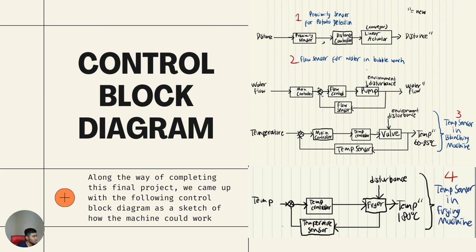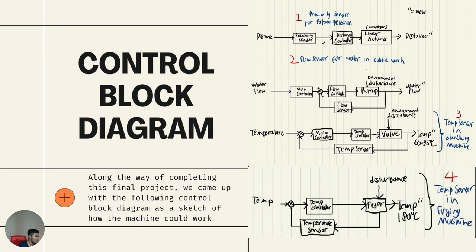And then second is the flow sensor for water in bubble wash. So water flow is the set point of this control block diagram. And then it will go through the main controller, flow controller, and then the actuator which is a pump with environment disturbance. And then it will get feedback to the flow sensor to measure its flow. And then the result of the control block diagram is the new water flow. And third is the temperature sensor and blanching machine.